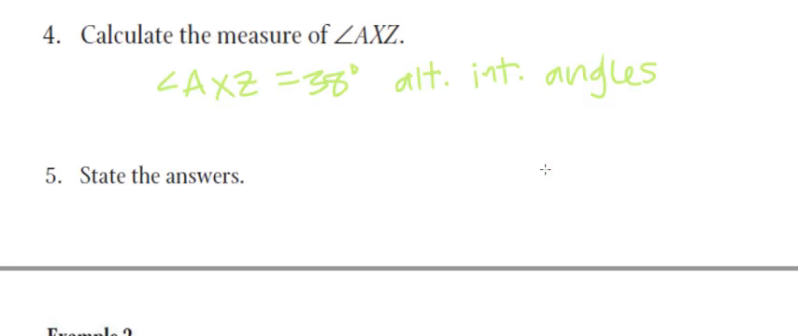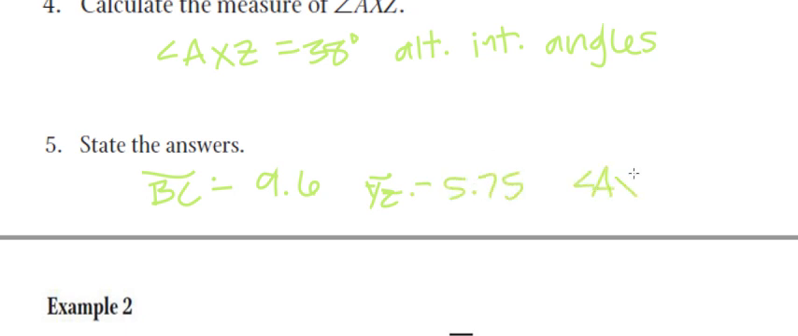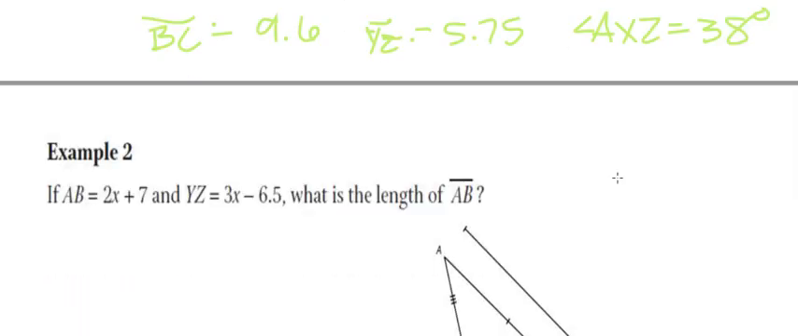So if we go to state our answers here, we know that BC was 9 6/10. We know that YZ was 5 7/500. And we know that angle AXZ was 38 degrees. Hopefully that makes sense, because now we're going to use that information to solve an equation. So here we go, moving on to example 2.